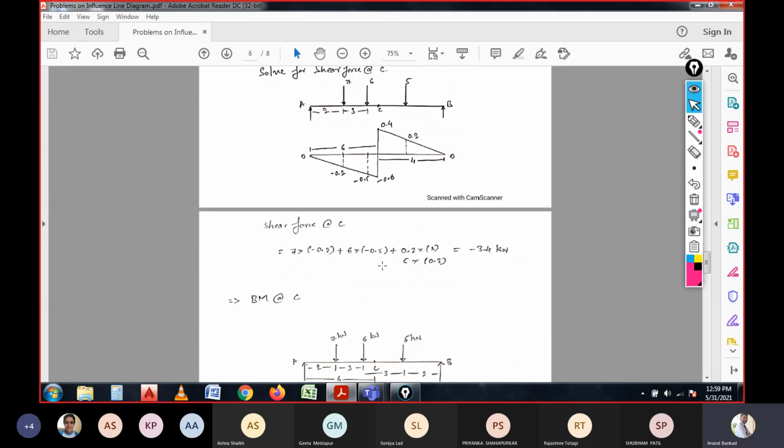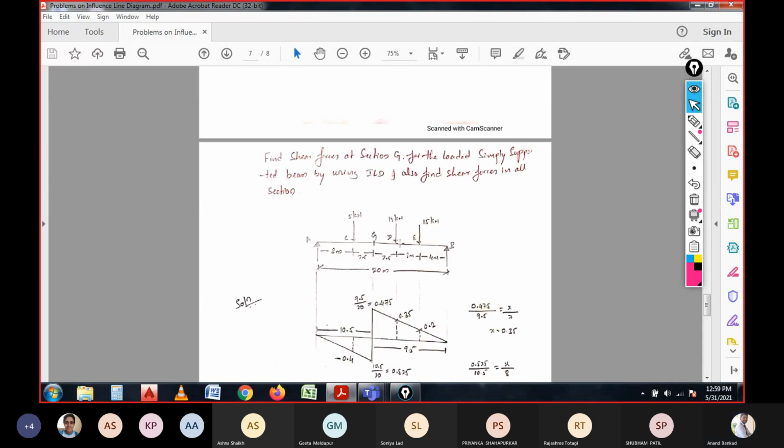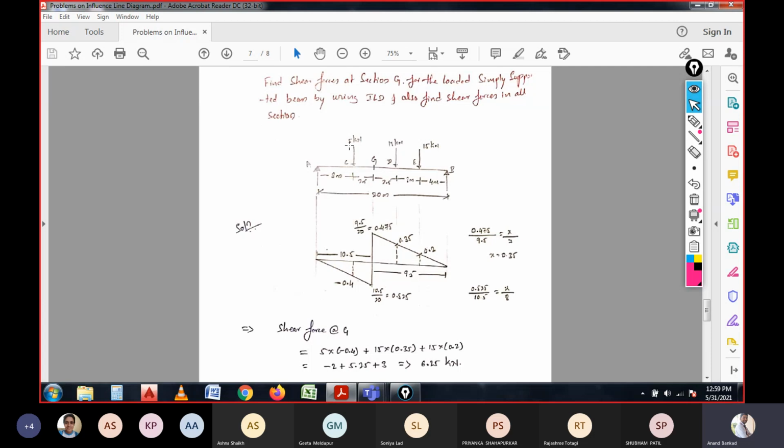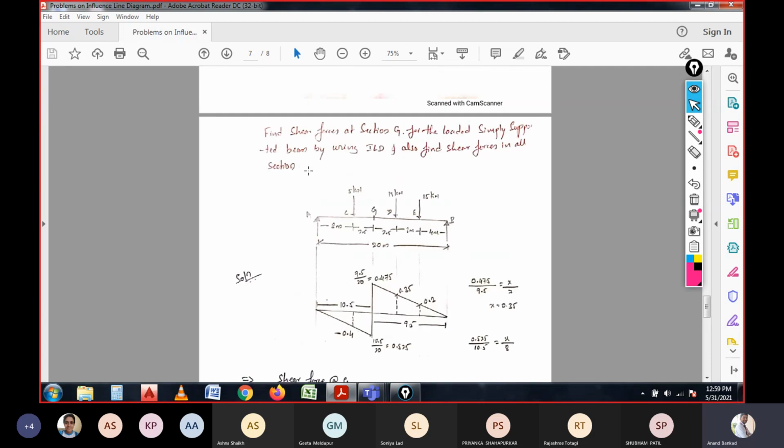I hope the problems are clear for you, and let us have another problem. Here we need the shear force at the section of point G. In this problem, they have asked to calculate only shear force, no support reactions and no bending moments. Find shear force at section G for the loaded simply supported beam using the influence line diagram. Also find the shear force in all sections.